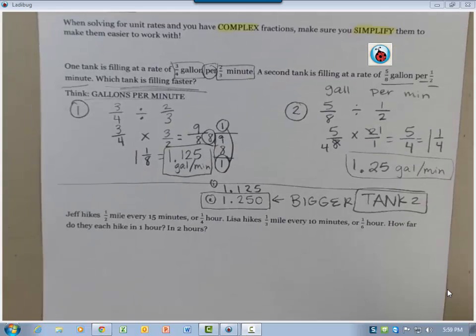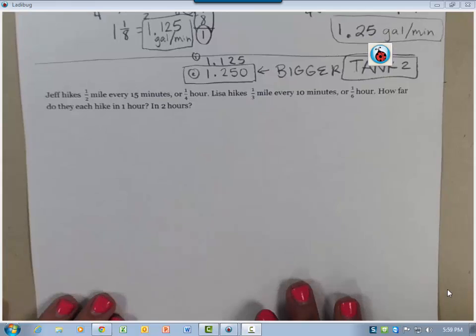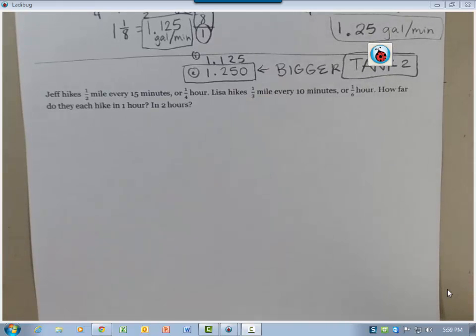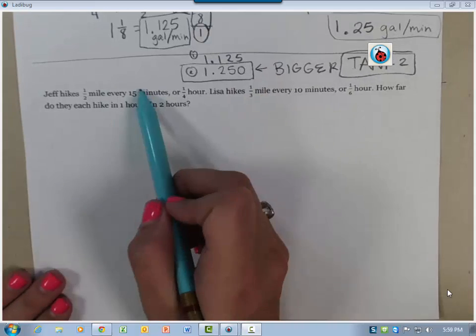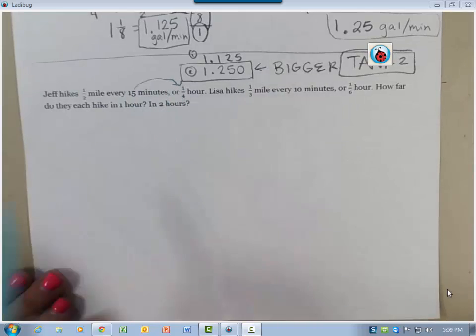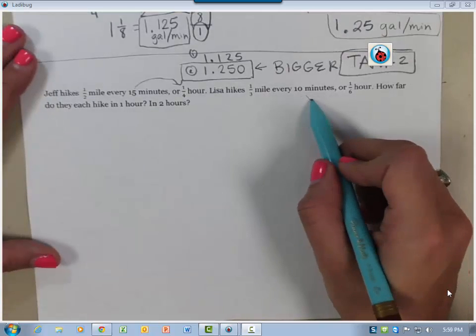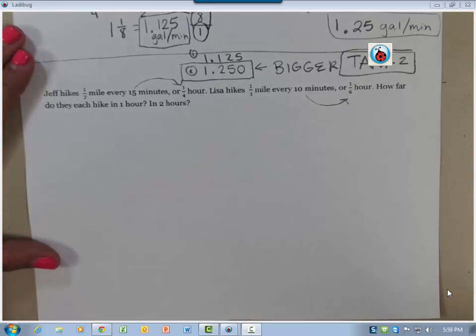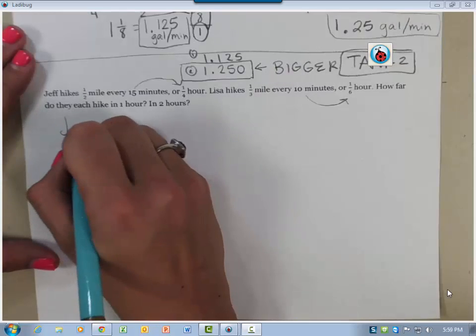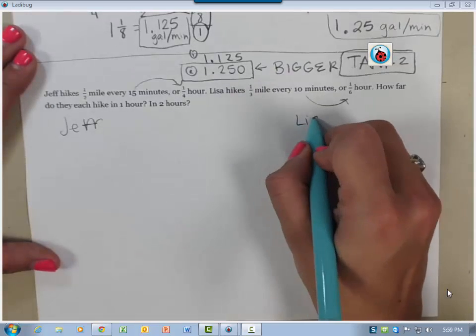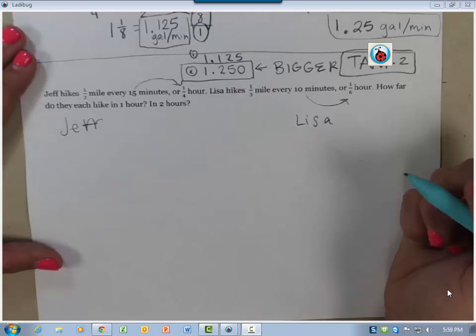Alright, last question, yay! Okay, Jeff hikes 1/2 mile every 15 minutes, or they rewrote 15 minutes for you in hours, which is 1/4 hour. Lisa hikes 1/3 mile every 10 minutes, or 1/6 hour, so they rewrote that into hours. How far do they each hike in 1 hour and in 2 hours? Well, let's have Jeff on this side, Lisa on this side. Pause it, and I want you to work them out. Think miles per hour. We're going to do per hour instead of per minute.